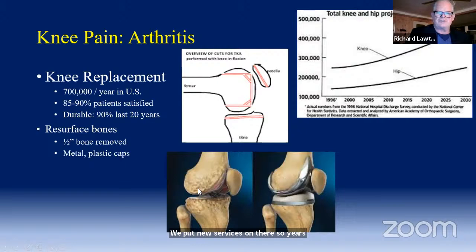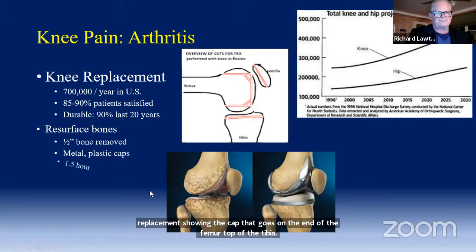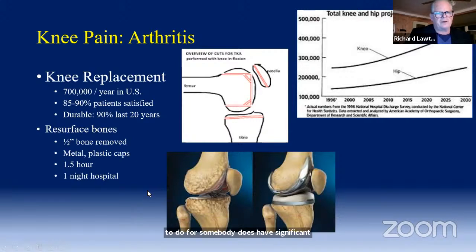This is an illustration of a knee before and after knee replacement, showing the cap that goes on the end of the femur, top of the tibia, underside of the kneecap. The surgery takes us about an hour and a half to do for somebody who does a significant volume. Typically, patients are in the hospital one night, give or take.